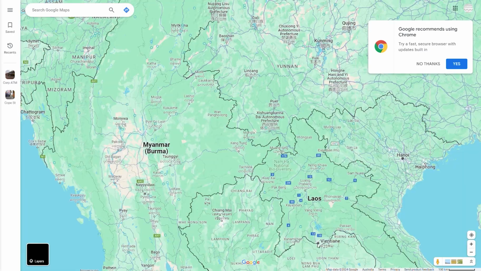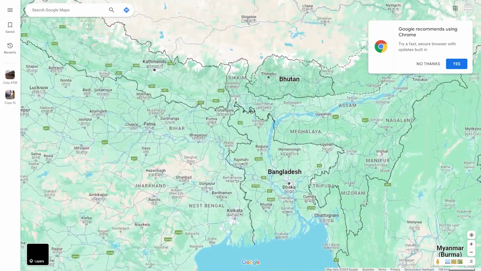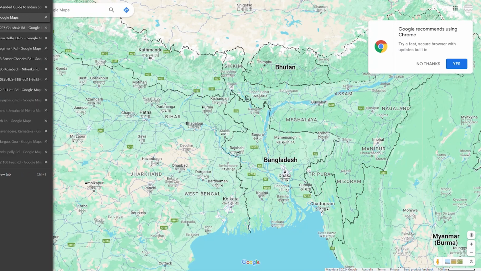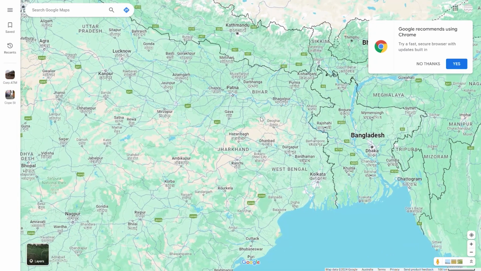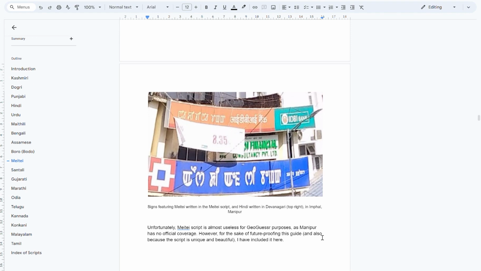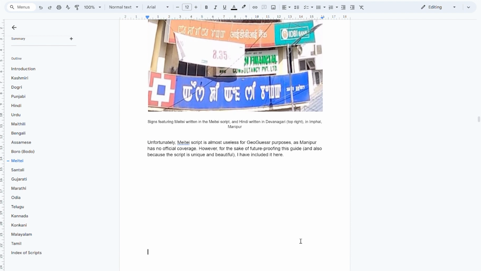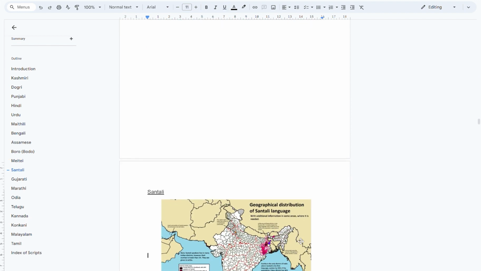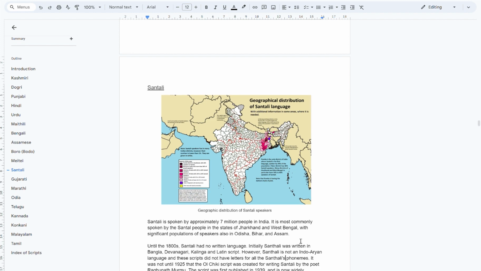But for the sake of future-proofing this document, I've included it because hopefully Manipur will get some coverage someday. And also the script is very beautiful, so I just wanted to include it in the document. Hopefully it will become useful in the future.